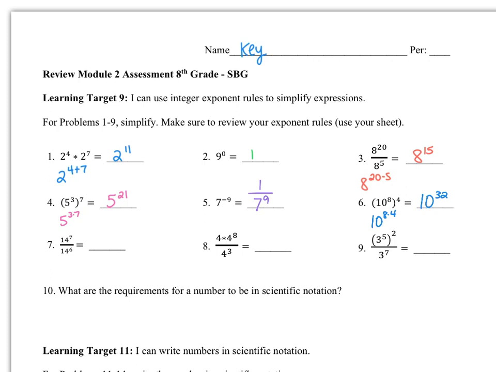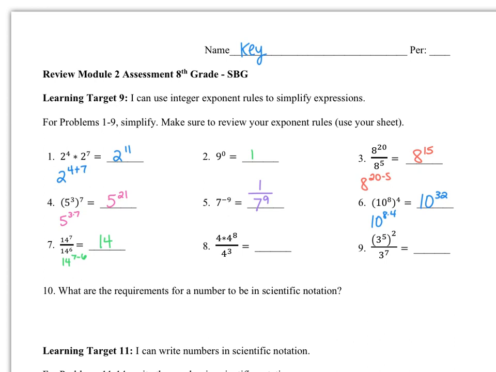Number 7 is just like number 3, where you have a quotient of powers. So when you divide two powers with the same base, you subtract the exponents. So that's our quotient rule. So it's 14 to the 7 minus 6, or just 14. You can put to the first, but you don't have to.